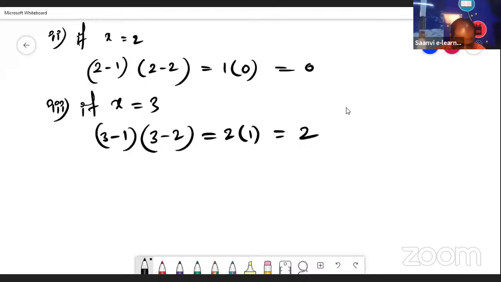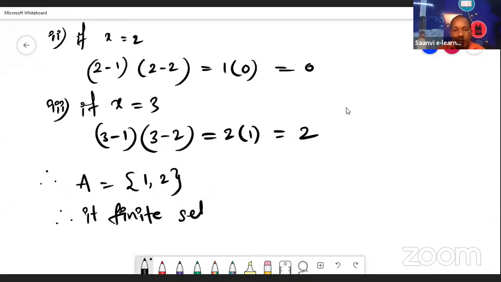It means the possible elements in the given set are 1 and 2. Suppose the set name is A, so A is equal to the possible elements 1 and 2. Here we can count these elements easily, and therefore it is a finite set. Like this, we can find whether every set is a finite set or an infinite set.